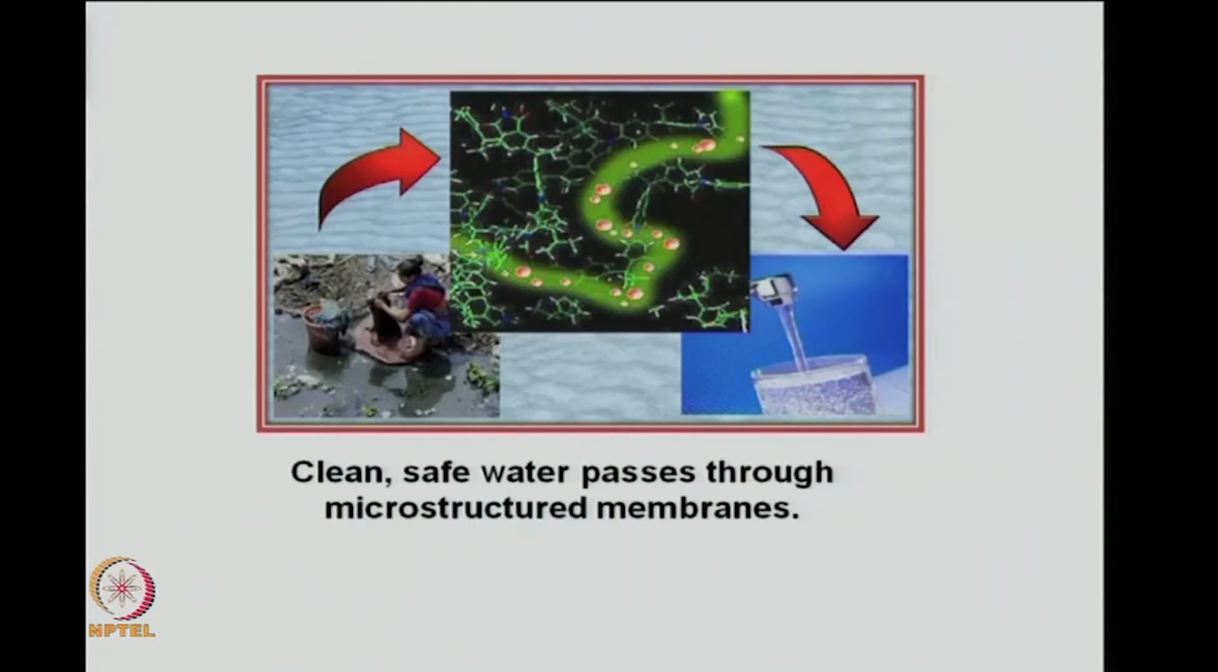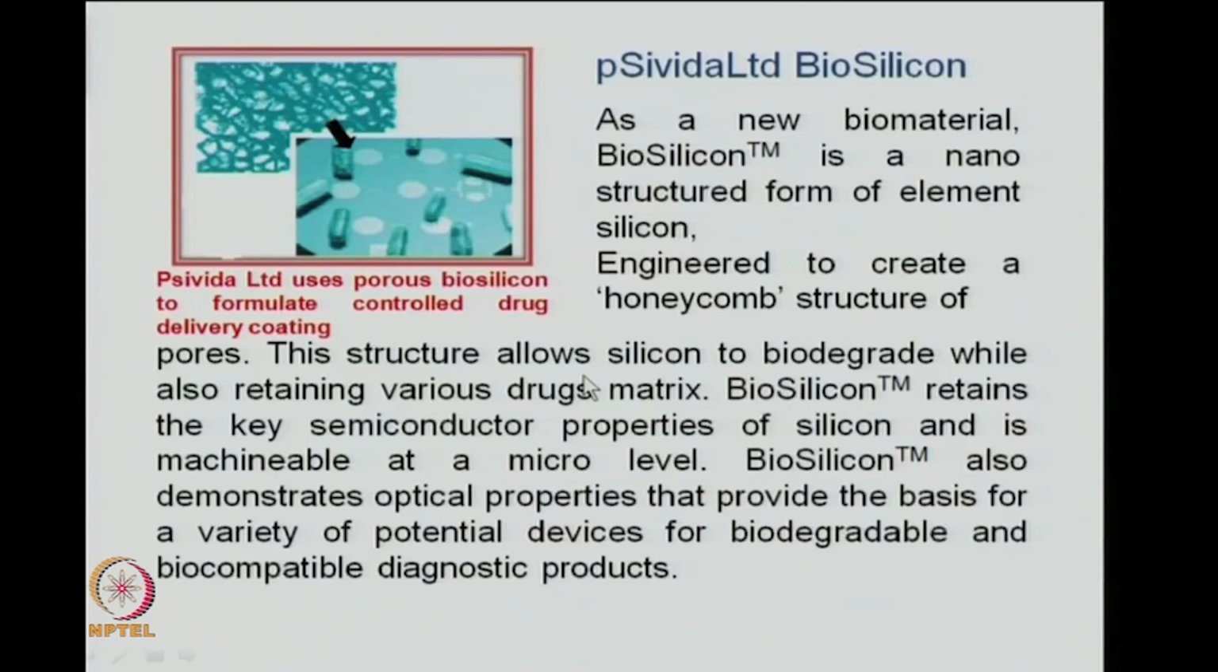You can have other products like purification of water, clean water, where you design membranes which can remove metal ions from toxic water or can remove biomolecules and then give you clean water. So, this is a very important area for the future, to provide clean and safe water using membranes made of nanostructures.